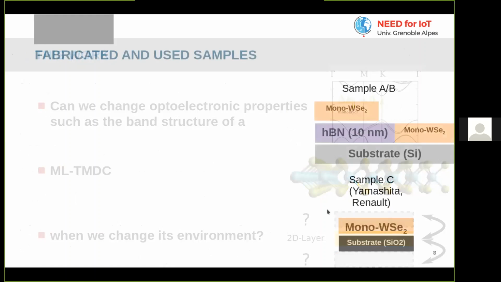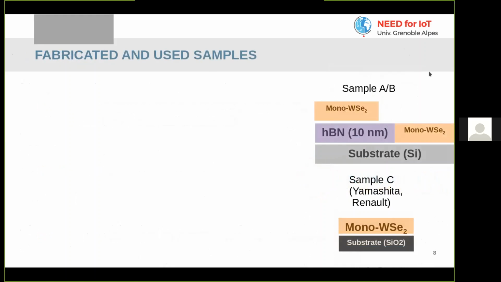And to answer this question, I fabricated multiple samples. So these samples that I'm going to show to you here are monolayer WSe2, so a 2D layer built on hBN and also Si, and this on 2 different samples. And I was also given data by a sample that was built by Yamashita and my supervisor Renaud, where a monolayer WSe2 layer has been put on a substrate of SiO2. So 3 different environments as a whole.